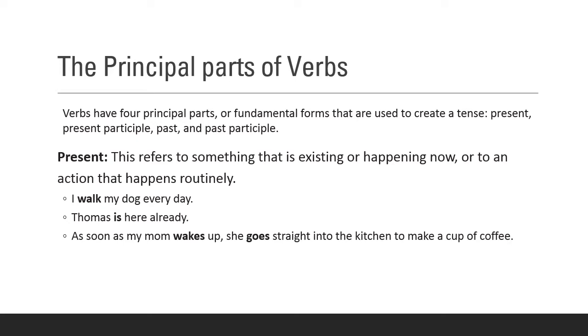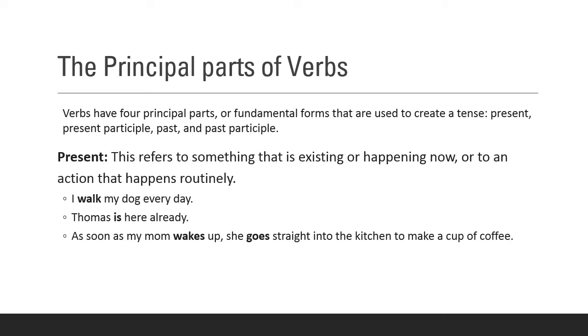Now, in these three examples, in the first sentence, I walk my dog every day, and in all of these sentences, we find verbs in the present form: walk, is, wakes, and goes. In the first sentence, it talks about a routine. It talks about something that happens every day. The second sentence refers to something that is existing: Thomas is here already.